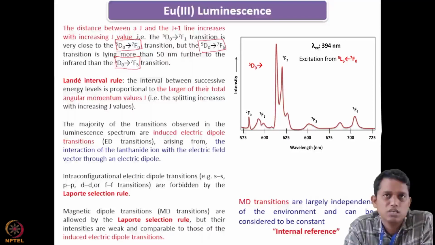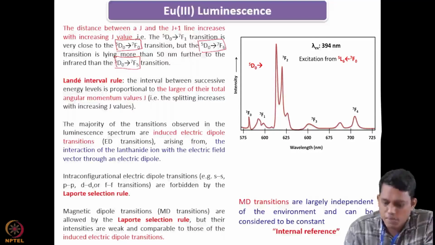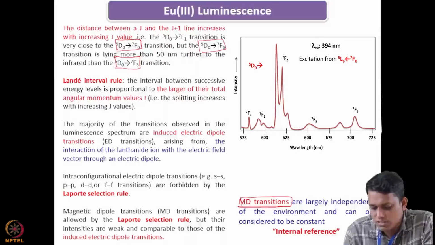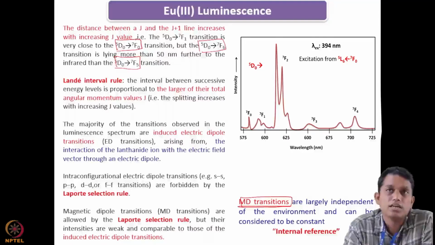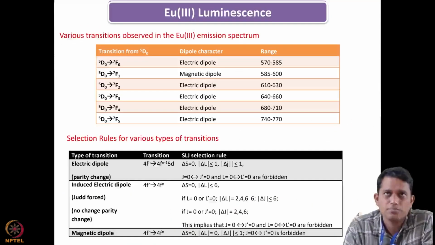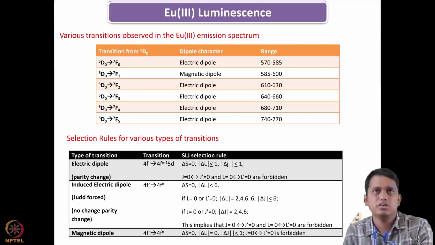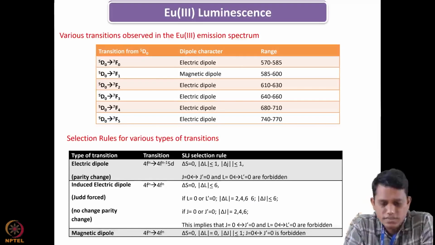But one more transition that you can see is called magnetic dipole transitions. These transitions are largely independent of the environment of the lanthanide ion, and sometimes they are also used as an internal reference for your spectra. These are some of the selection rules that are given for electric dipole, magnetic dipole, as well as induced electric dipole transition.